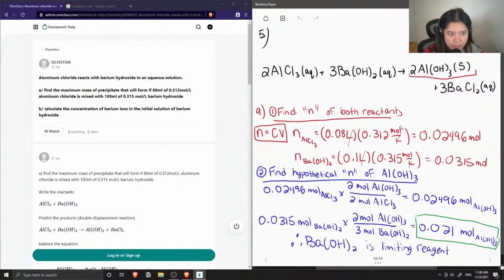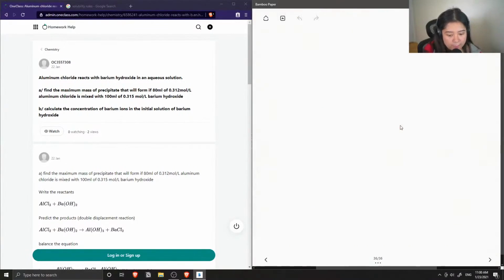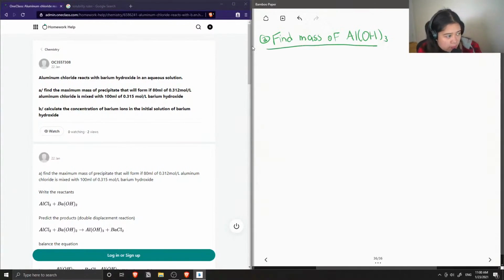So now for step 3, I'm going to start a new page. For step 3, we need to now find the mass of aluminum hydroxide, the maximum mass of precipitate that will form. So we're going to use the equation mass is equal to number of moles times the molar mass. So we would first need to find the molar mass of aluminum hydroxide.